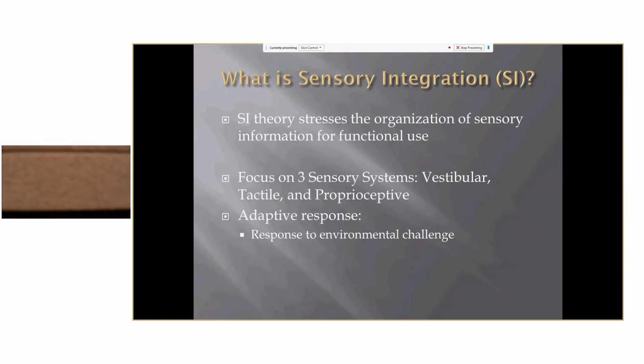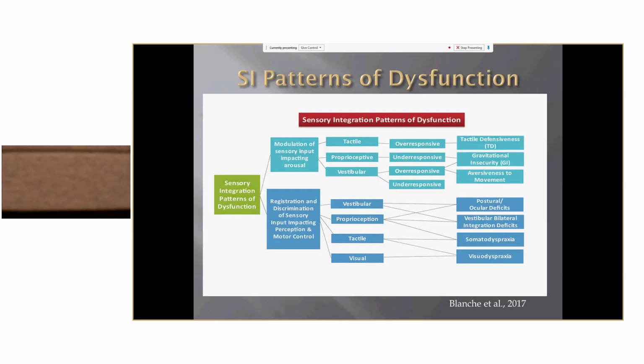So again, sensory integration theory stresses the organization of sensory information for functional use. And the focus that we're really going to talk about today is on the vestibular system, the proprioceptive, and the tactile system. These are the 3 major systems that we talk about under Jean Ayres' theory of sensory integration. And then again, the adaptive response, like I said, a response to any environmental challenge. So here is that chart that you guys have. Like I said, I think it's just a really nice visual to look back at each time that we talk about the different systems and how it relates to function.